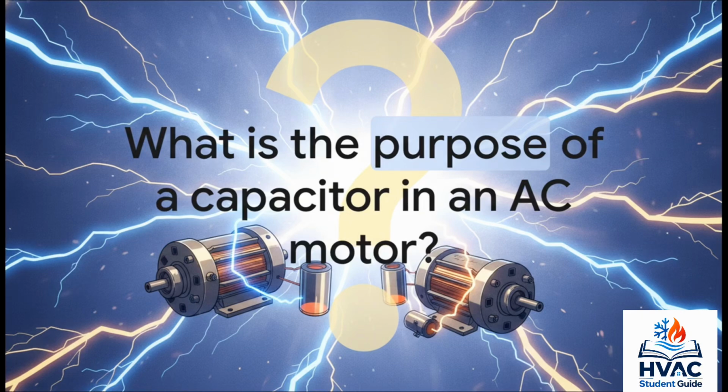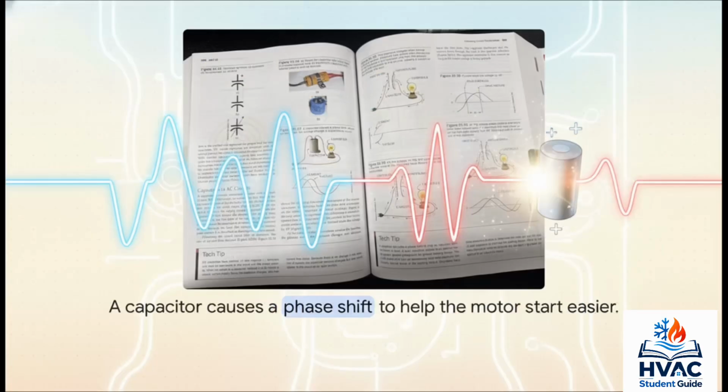Because single-phase motors often just don't have the starting torque to get going on their own under a heavy load. So the answer to question 2 is that a capacitor causes a phase shift so the motor can start easier. It rapidly charges and discharges to create this shift.